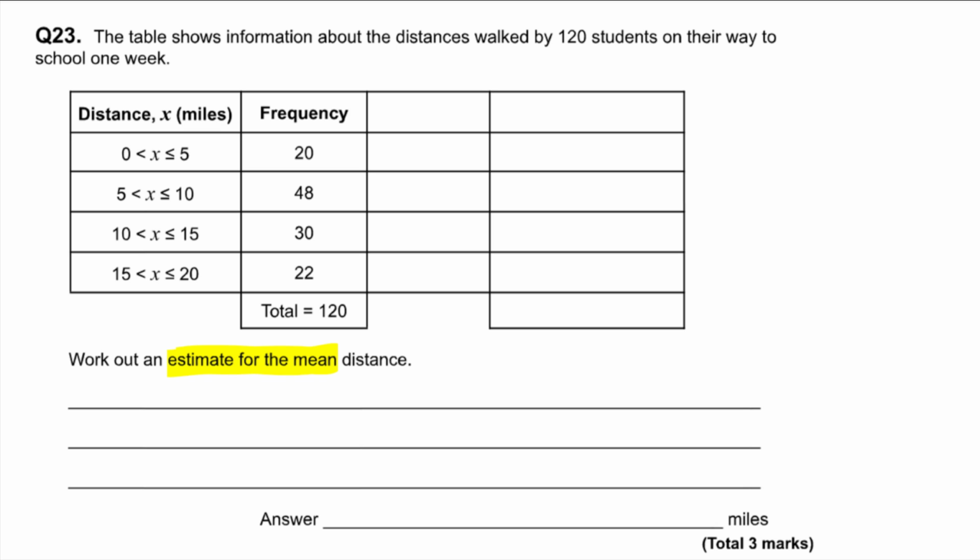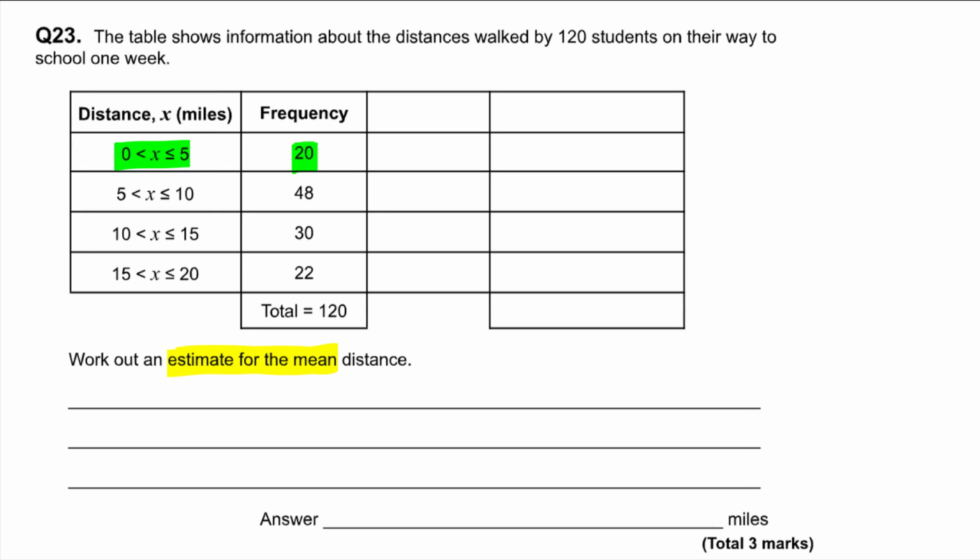So normally when you work out a mean, you add up all the distances, then you divide by the total number of things, and that gives you your mean. But we don't know the precise amounts, do we? Because we just know that these 20 students here, look, walked somewhere between 0 and 5 miles.